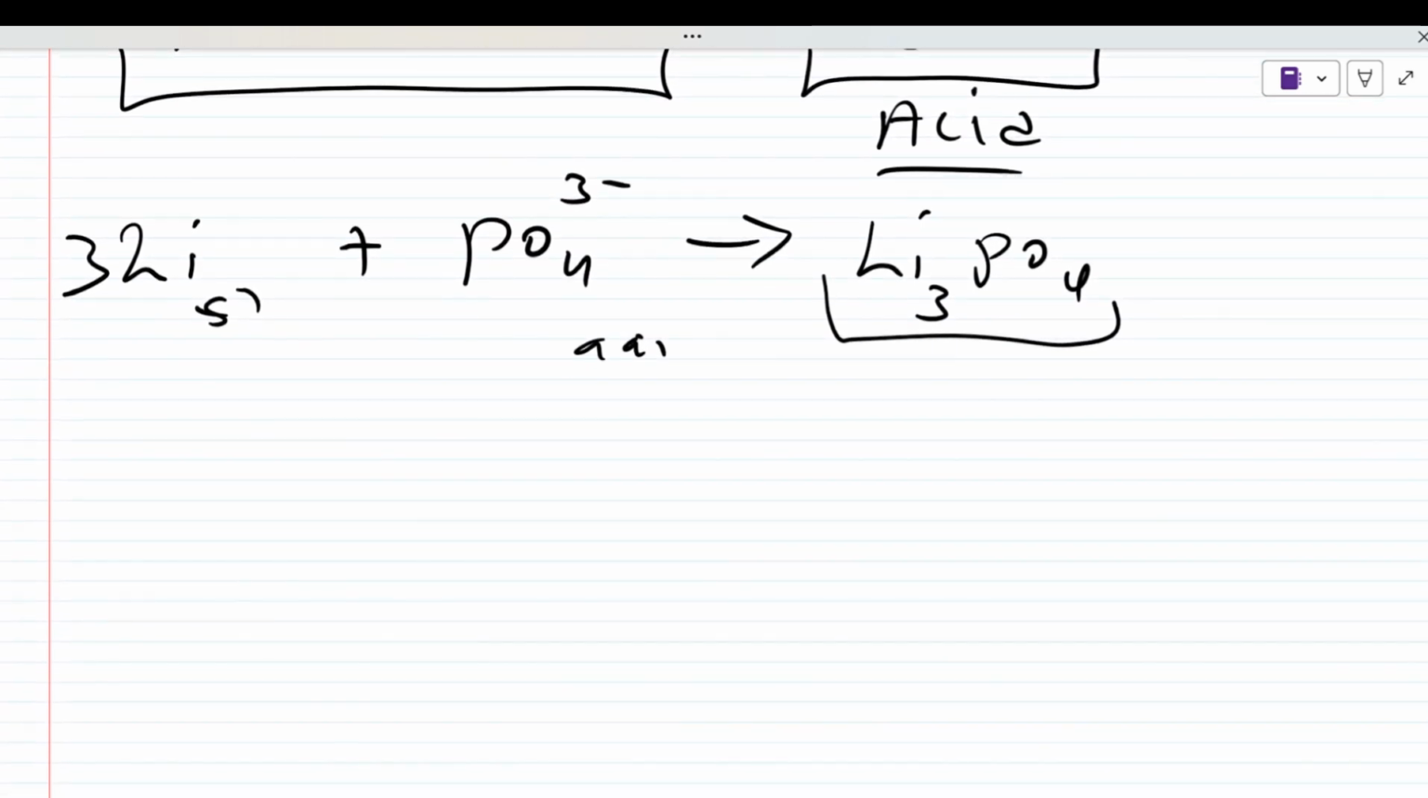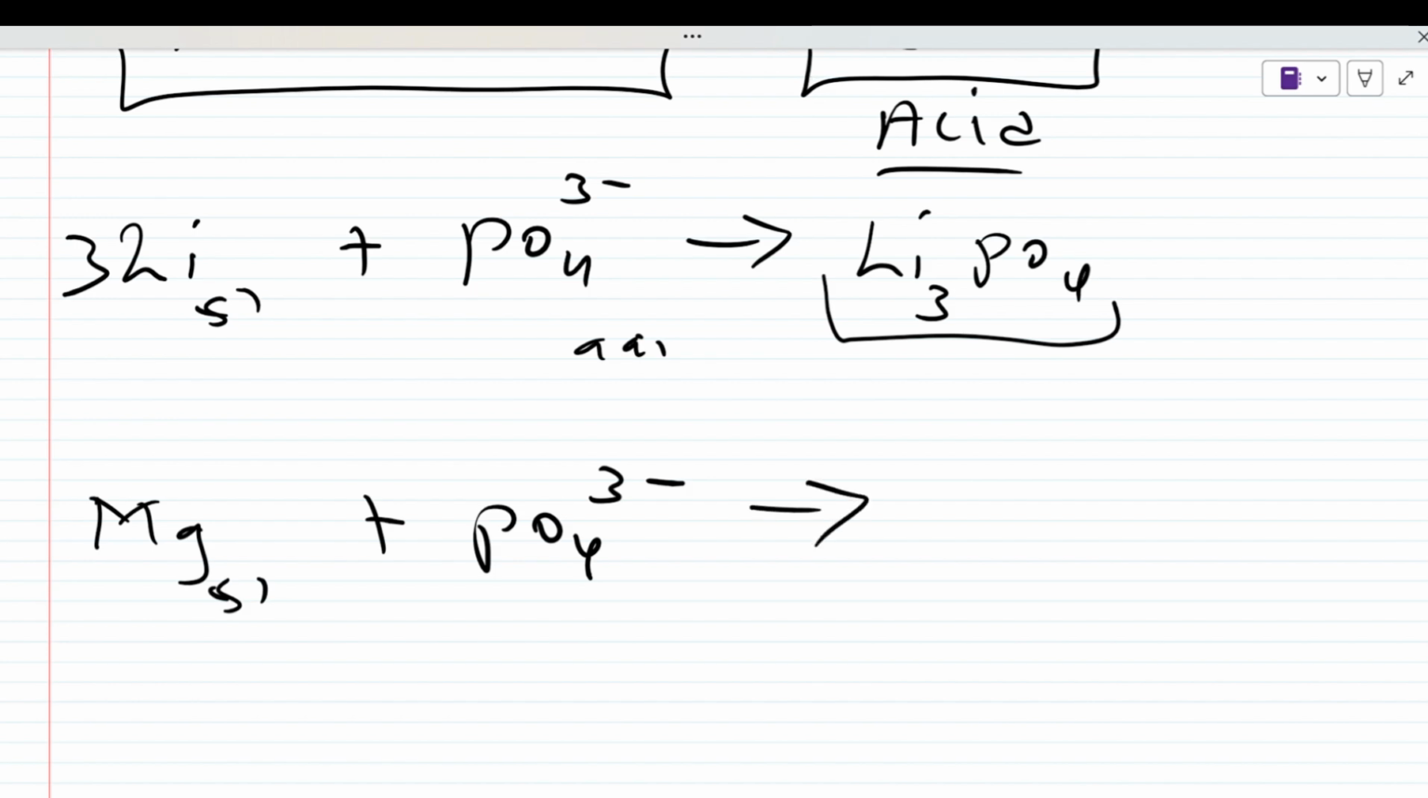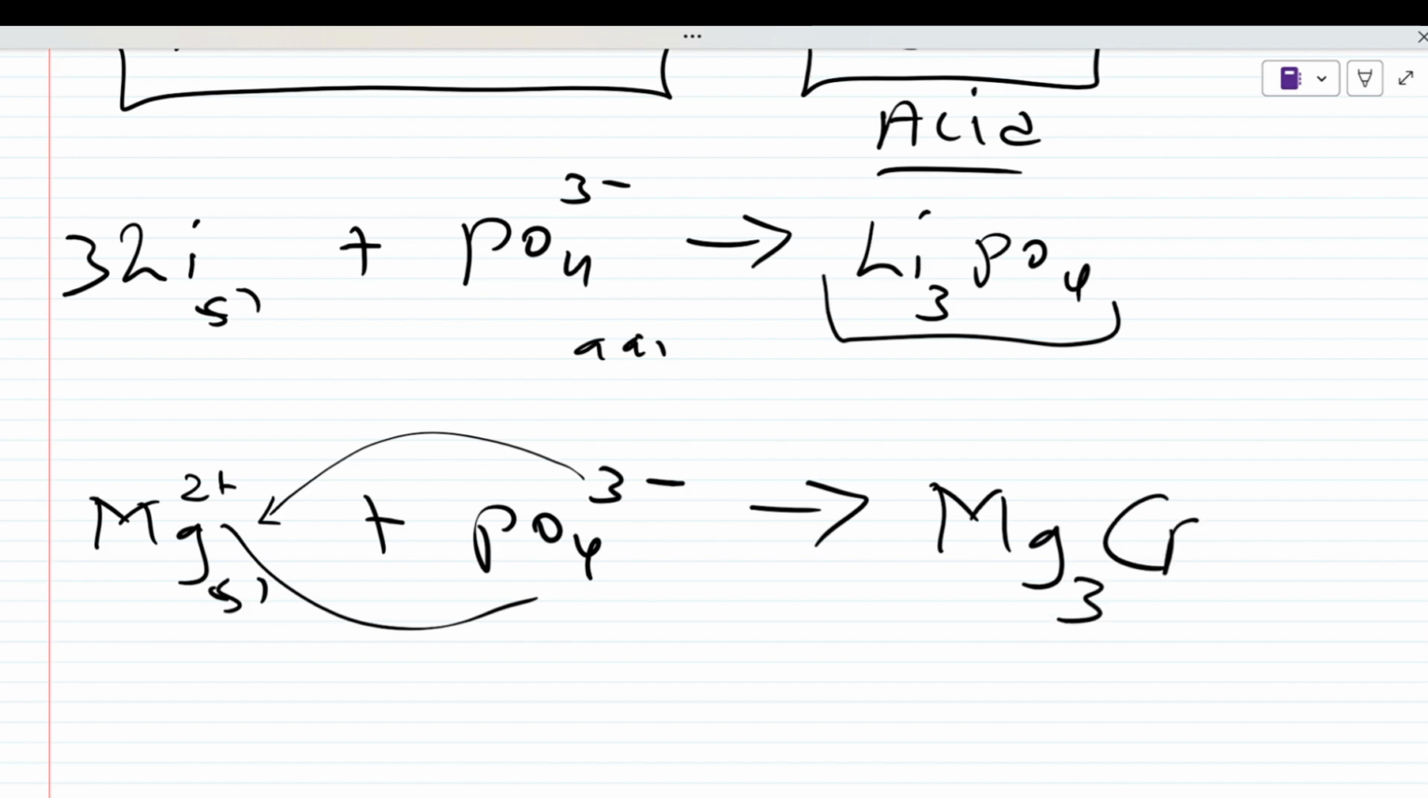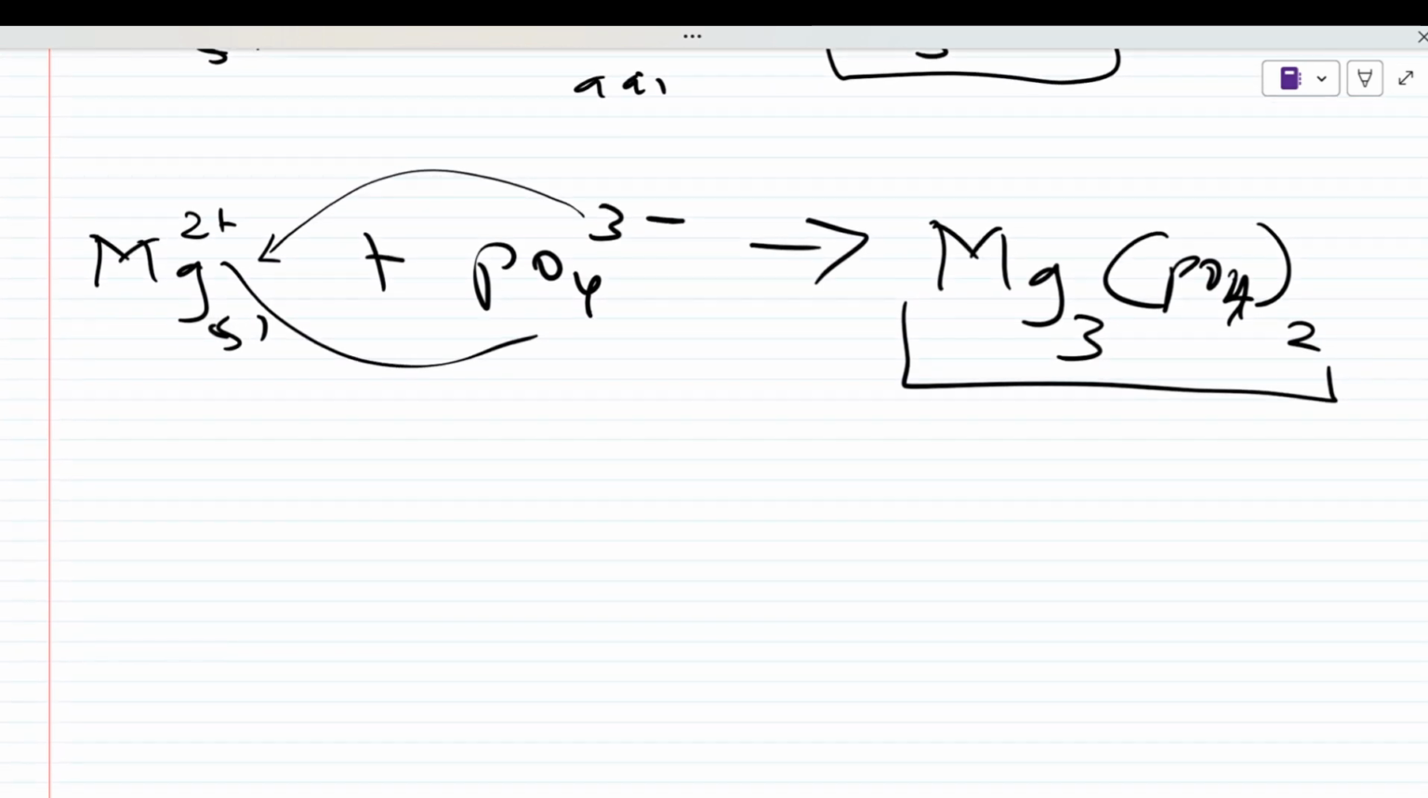Then I can take a group 2 magnesium solid reacting with phosphate as a radical. Then what am I going to form at the end of the day? I'm going to form Mg. Then it picks a 3 from phosphate. This 3 will come down here, and a 2 here will go here. Then now I'm going to have Mg3(PO4)2. That's magnesium phosphate. Then how do I balance it? Magnesium is a 3. Then I put a 3 here. After putting a 3, phosphates are 2. I simply put a 2 here.